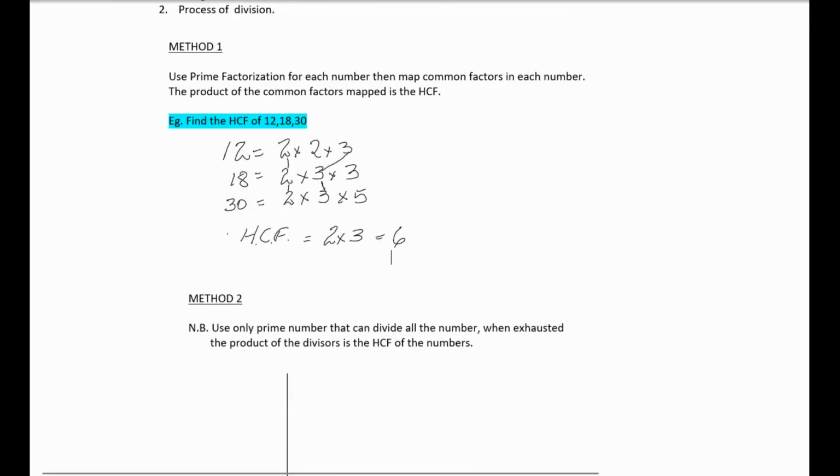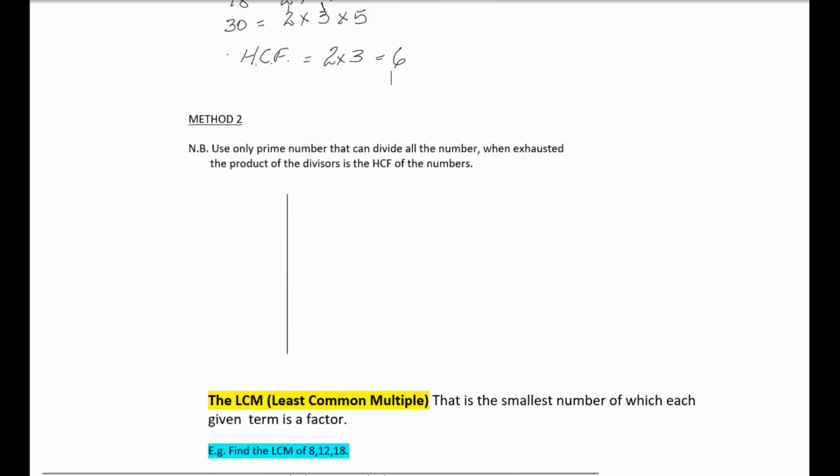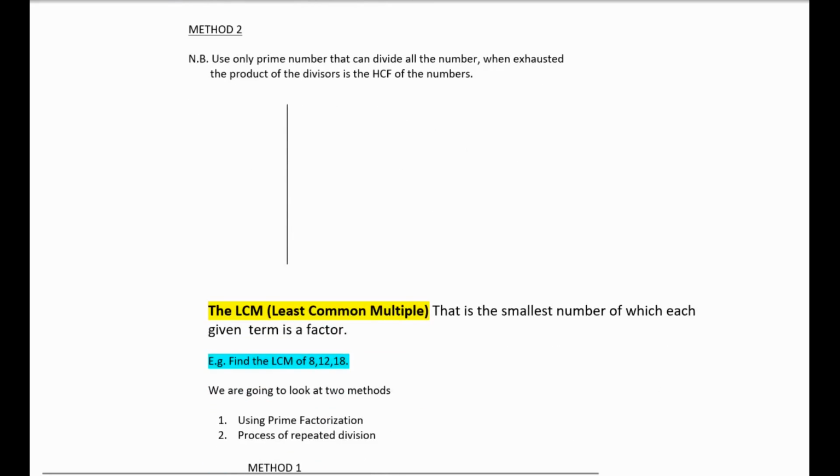We're going to look at another method now, which is the method of repeated division. So we're going to only use prime numbers that can divide all the numbers. And when we have exhausted that, we just multiply the divisors, and that would give us the highest common factor. So we're going to write the numbers here: 12, 18, and 30.